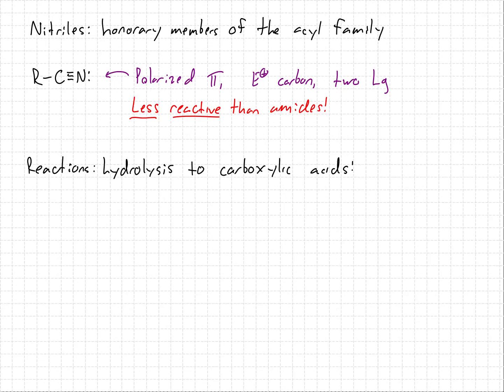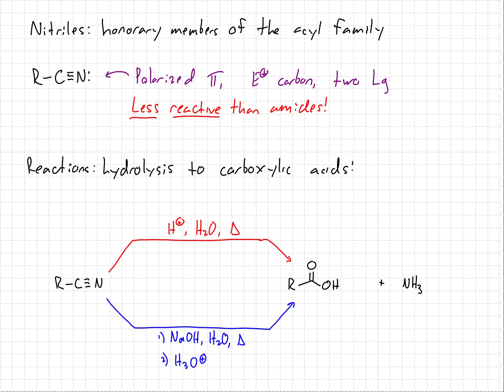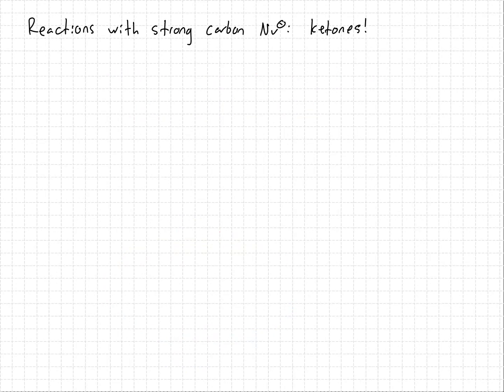Let's take a look at the reactions. So the primary reaction of nitriles that we've covered already is their hydrolysis to carboxylic acids. So a nitrile can be hydrolyzed to a carboxylic acid and ammonia, either in the presence of an acid catalyst and heat, or in the presence of a base followed by an acid workup. They also react with strong carbon nucleophiles in a very interesting reaction to produce ketones.